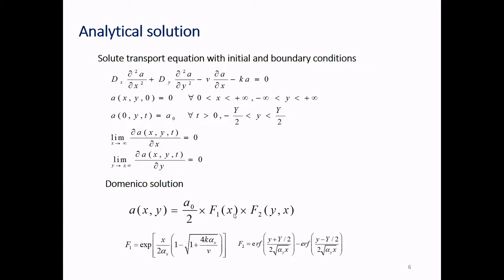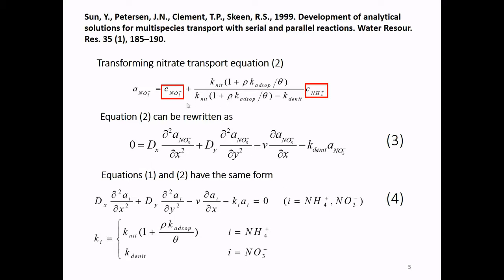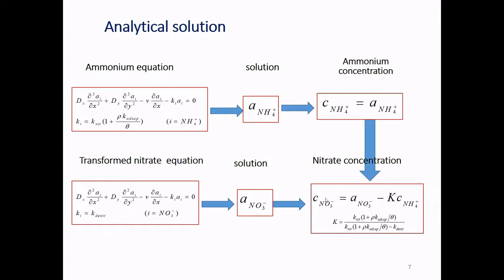And we again use this Dominical solution we talked about before. We just solve this for A, right? And then we have this A of ammonium, which would give this concentration of ammonium, right? And then we have this A for nitrate right here. And based on the definition we had here, we got a C for ammonium, which is A of ammonium. We got A for nitrate, and then we can solve for concentration of nitrate, which is right here, right?